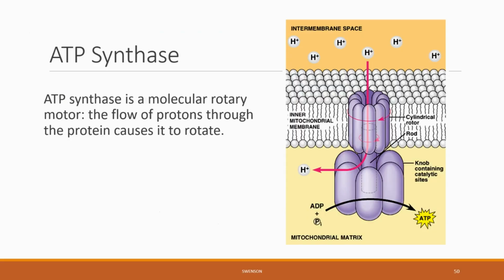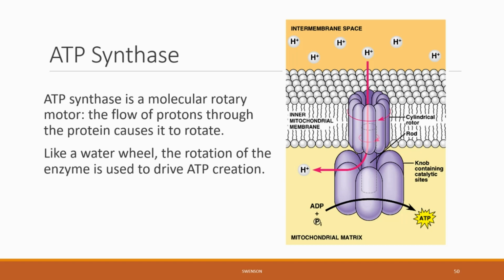ATP synthase is an incredible machinery. It's a molecular rotary motor, and the flow of protons through the protein causes it to rotate. And like a water wheel, the rotation of the enzyme is used to drive ATP creation. So at the bottom here, we can see that ADP plus phosphate, listed as Pi here, creates ATP.